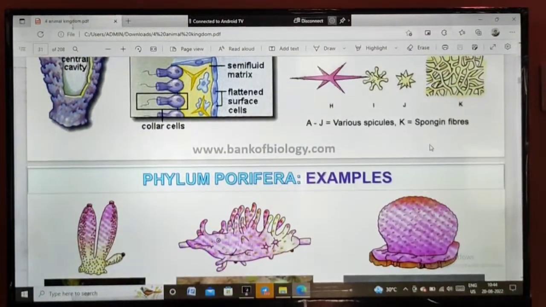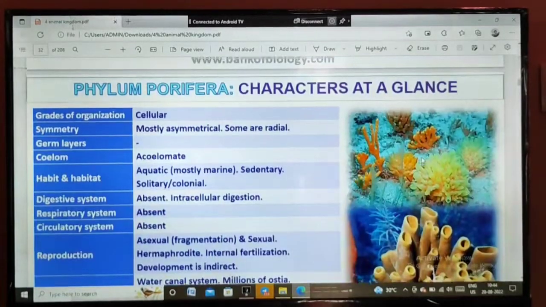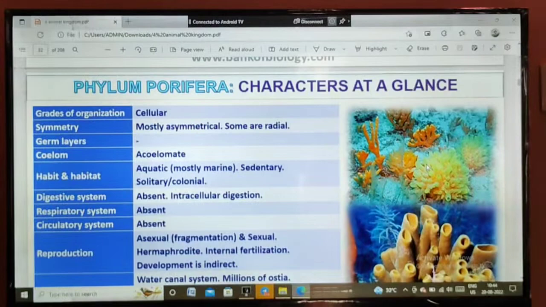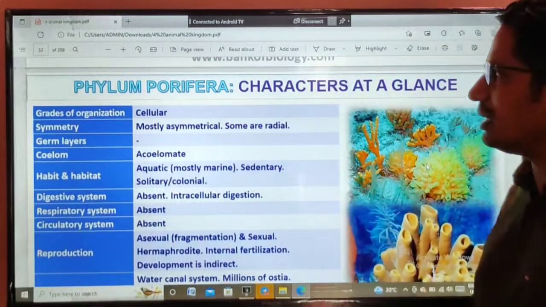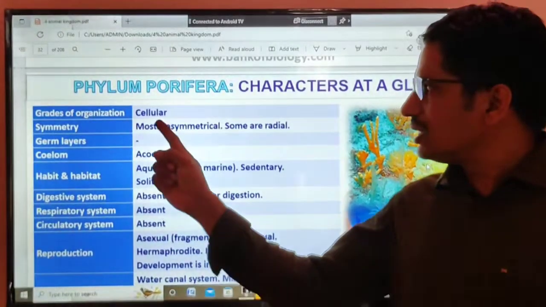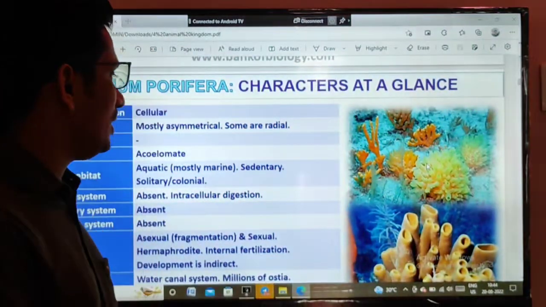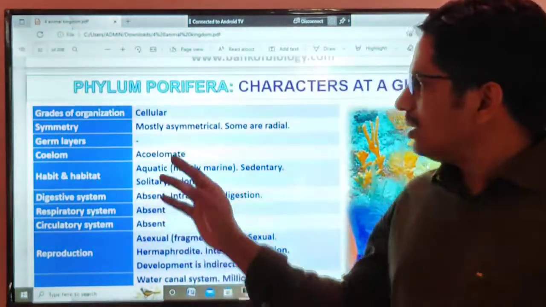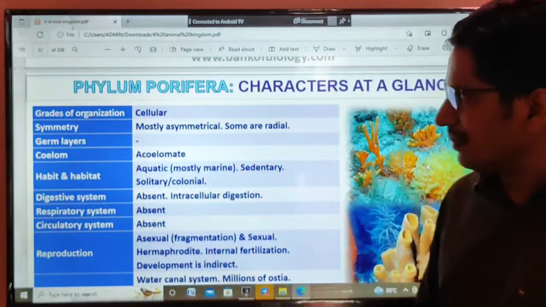If you go to the next one, which are the examples? Cycon and spongilla are the examples. The main characters of this phylum: the grade of organization is the cellular level of organization. Symmetry: there is no symmetry, they are asymmetrical. Mostly asymmetrical, very few show radial symmetry.